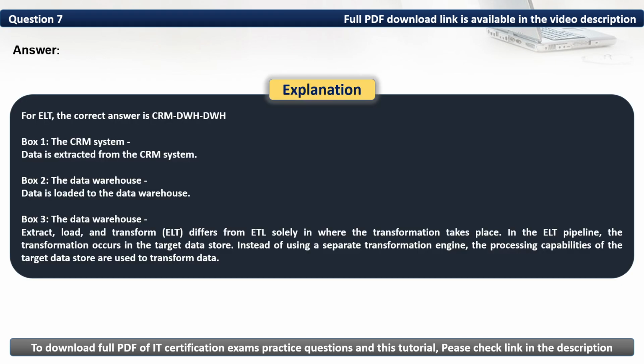For ELT, the correct answer is CRM, DWH, DWH. Box 1, data is extracted from the CRM system. Box 2, data is loaded to the data warehouse. Box 3, ELT differs from ETL solely in where the transformation takes place. In the ELT pipeline, the transformation occurs in the target data store instead of using a separate transformation engine. The processing capabilities of the target data store are used to transform data.